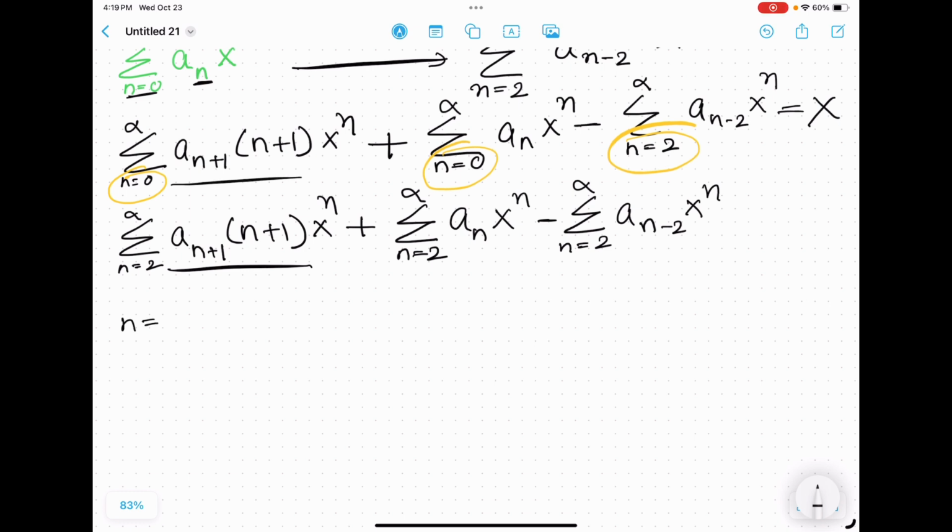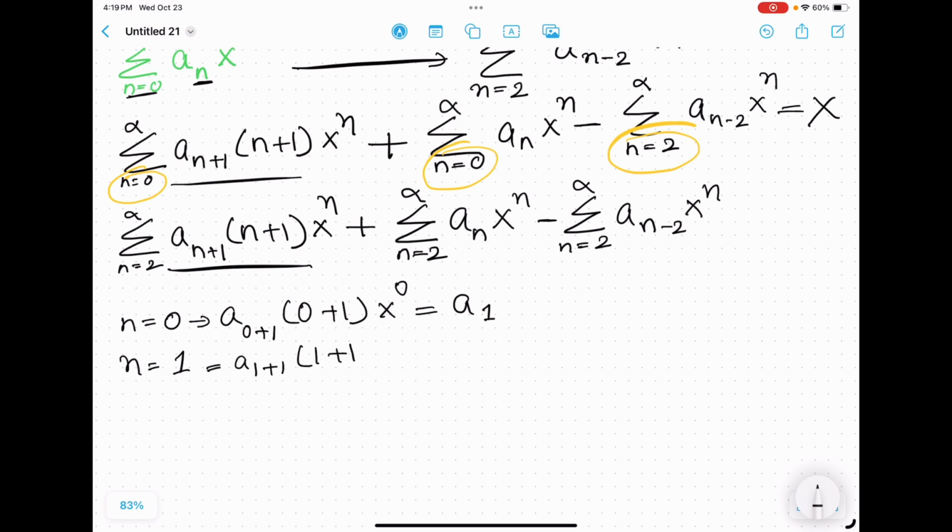So when n is equal to 0, we get a sub 0 plus 1 times 0 plus 1 times x to the power 0, which is a sub 1. And then when n is equal to 1, I have a sub 1 plus 1 times 1 plus 1 times x to the power 1, which is 2 times a sub 2 x. Okay, so these are the two terms that I would have missed if I hadn't included them.